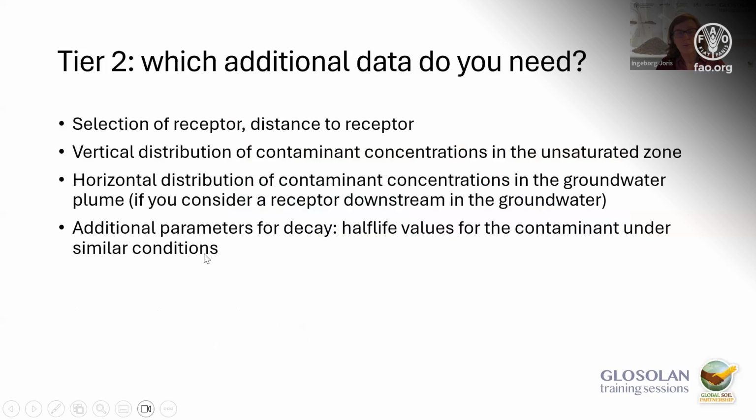Okay, so then compared to the first tier, what additional data do you need? Well, you have your source path receptor, so you have to choose your receptor and you have to know where the contamination is in your soil. So is it at the top? Is it already very deep? If it's in the groundwater, also how large is your plume already? And you can enter now also decay, so half-life values.